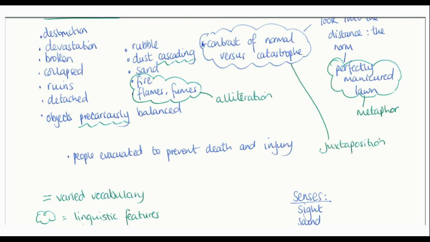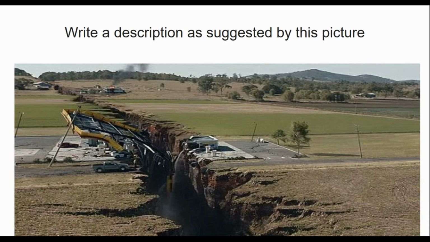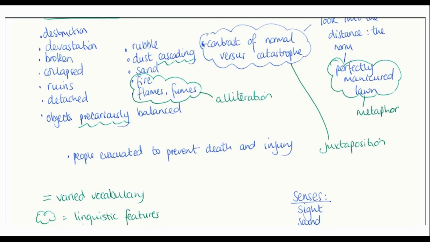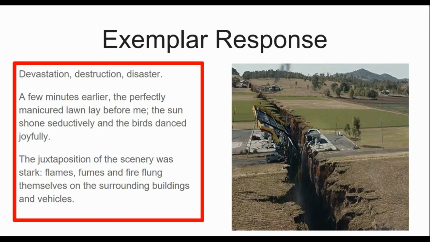And I felt that the lawn looked perfectly manicured, like a lady's nails can be beautifully and perfectly manicured. So a contrast of something normal versus a catastrophe, well, that's juxtaposition, a contrast. What I've done is I've underlined the words where it's varied vocabulary, and I've circled the bits which show linguistic features, the language features, the extensive language. Okay. So what I'm going to do now is show you an exemplar. And then we're going to move on again.